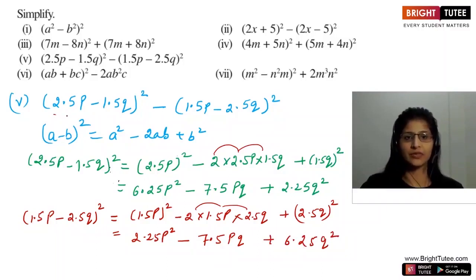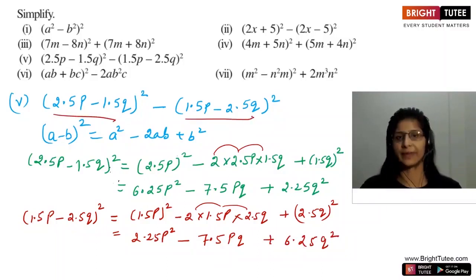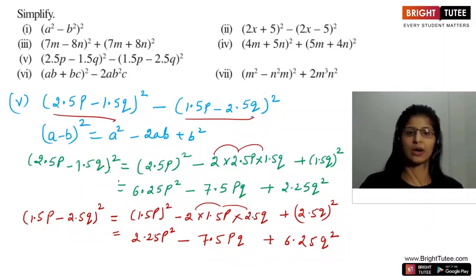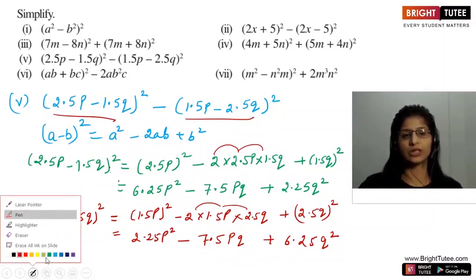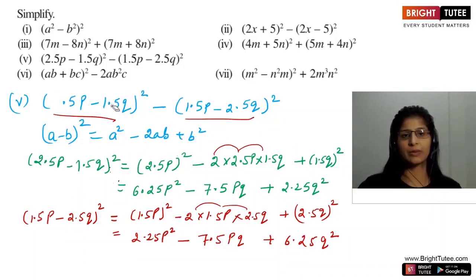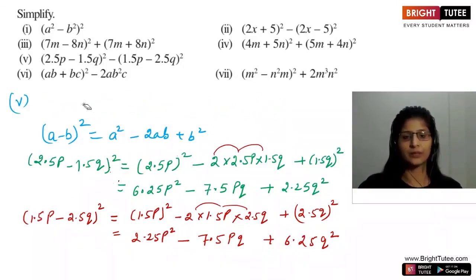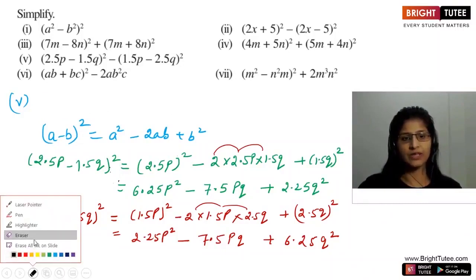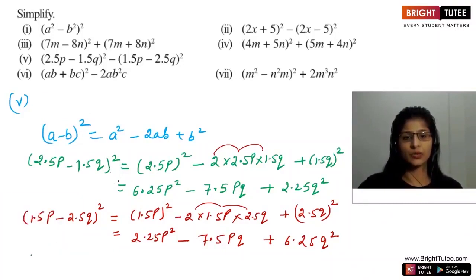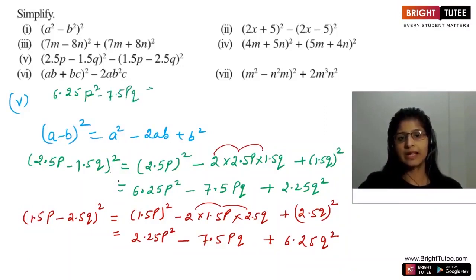So we got the answers of both. Now we have got the answer for this and this. Now we have to subtract, right? So how to subtract now? What we will do, I'll just write it on the top now. So I'm erasing it so that we have a space to write down. Okay, just see now what we will do. The first one, which is 6.25 p square minus 7.5 pq, then plus 2.25 q square.